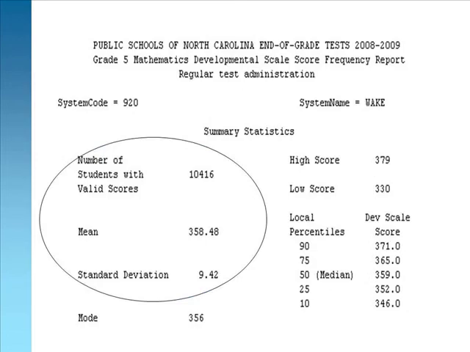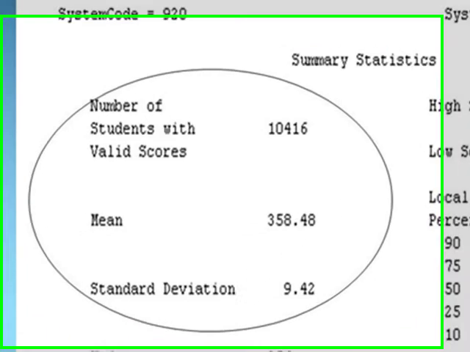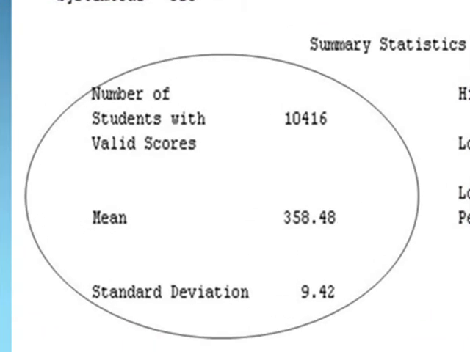On the Integrated Frequency Report, we see that 10,416 Wake County Public School System students were tested on the Grade 5 Mathematics test in 2008-09, with a mean of 358 48/100 and a standard deviation of 9 42/100. Assuming a normal distribution, we can standardize these scores by changing them to z-scores. See the next slide.